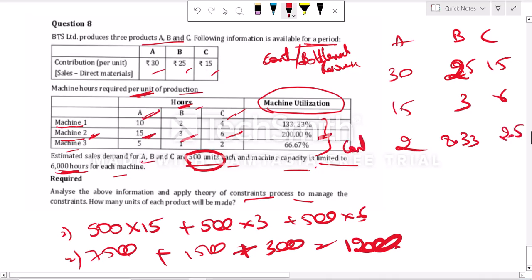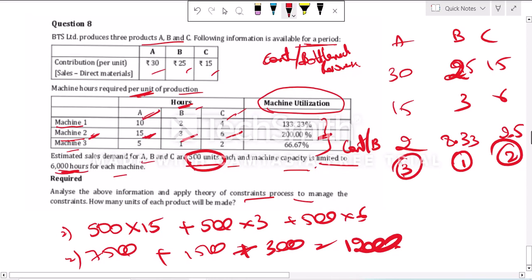So this is the contribution per bottleneck. We have to give the priority to the product which gives more contribution. So first priority to B, second priority to C, and third priority to A if anything remains.